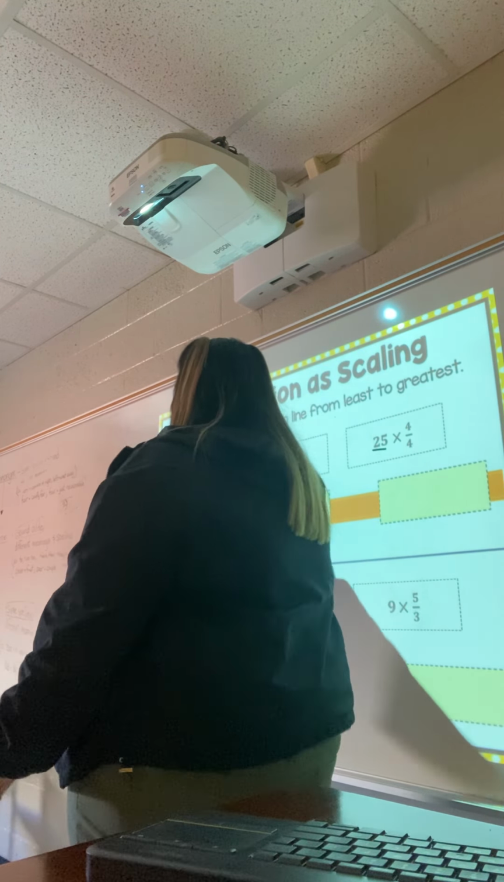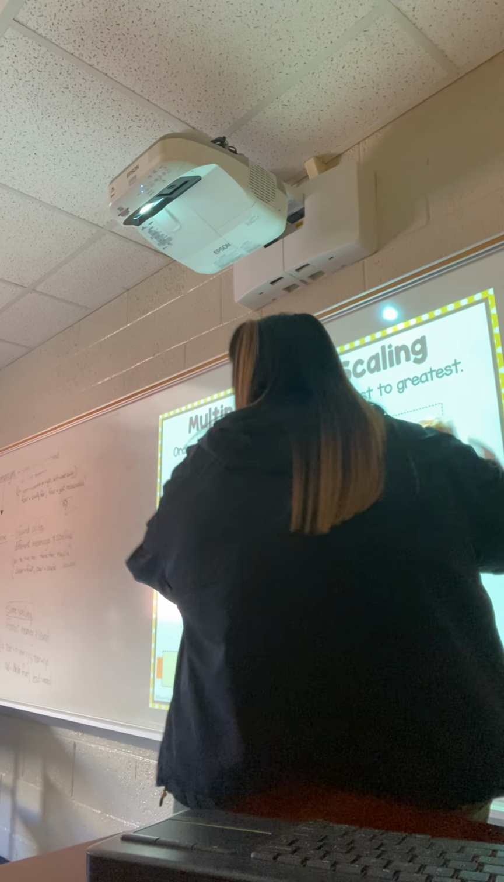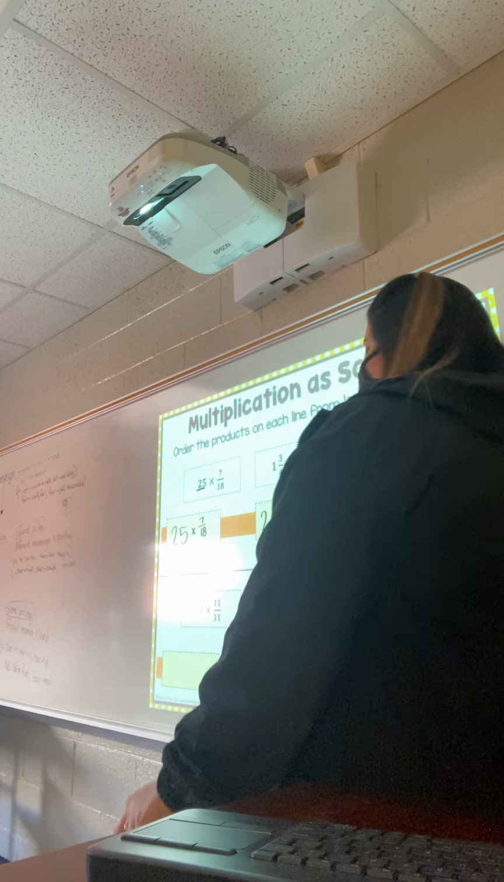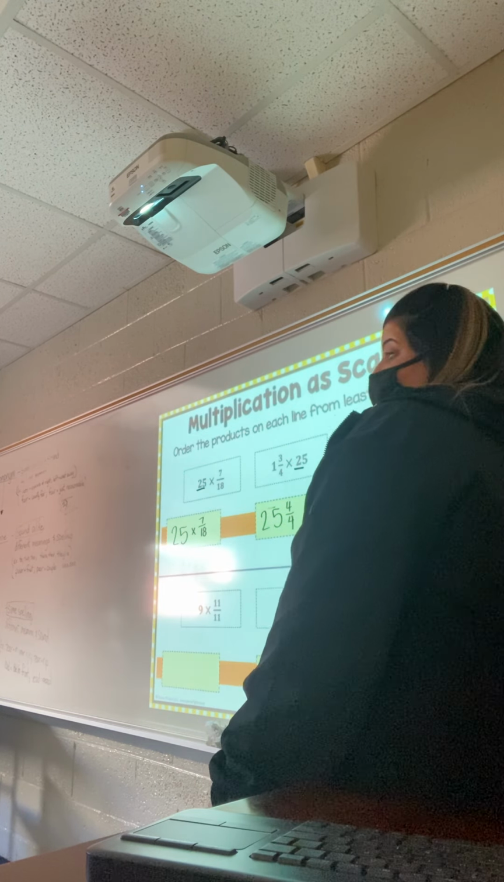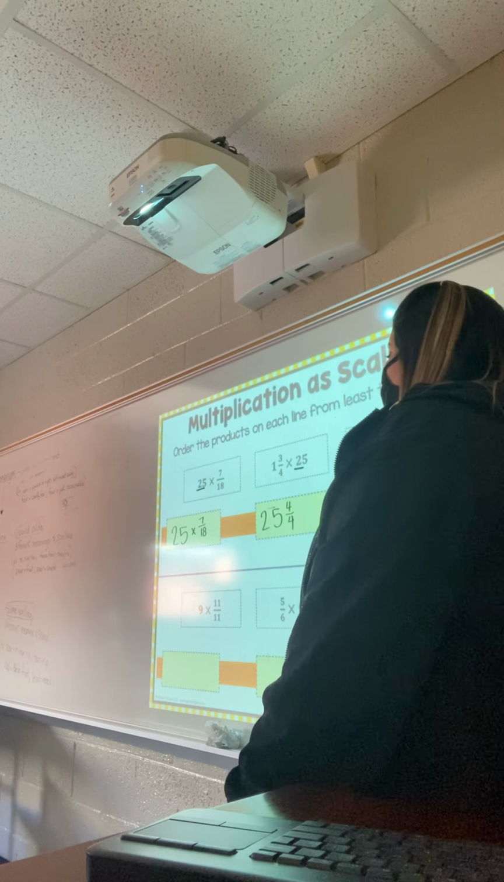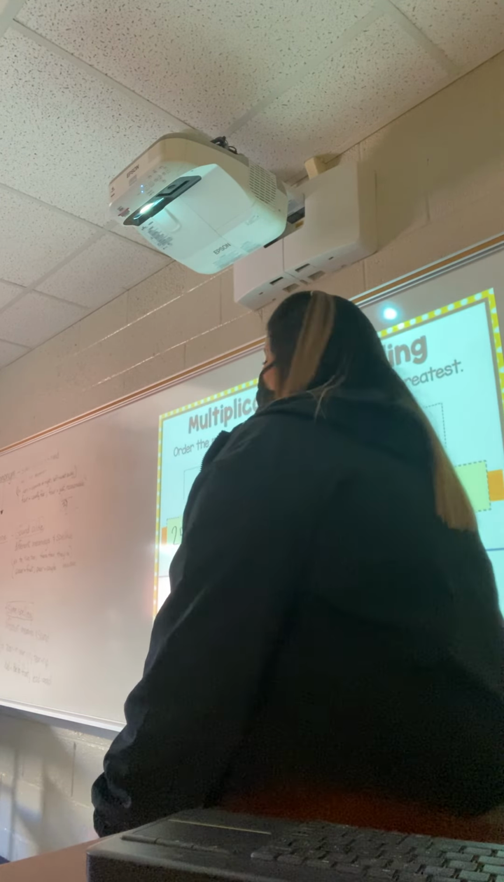What do I know when I multiply 25 times 4/4? It's going to be equal to because of that 4/4. So how do I do this? This is less than 25, equal to 25, greater than 25. I don't have to know what the actual answer is. I don't have to solve it, but I can interpret where it's going to go on this line based on my rules. Okay? Try this one.